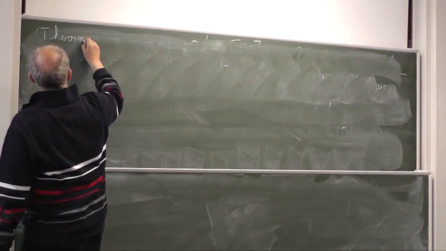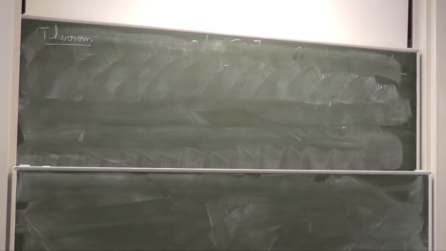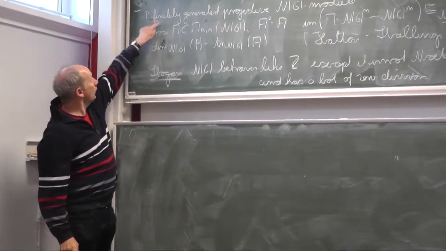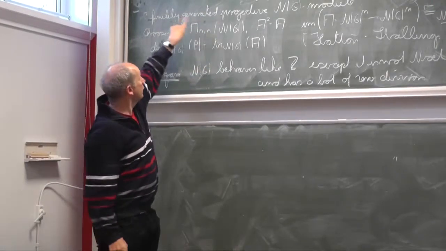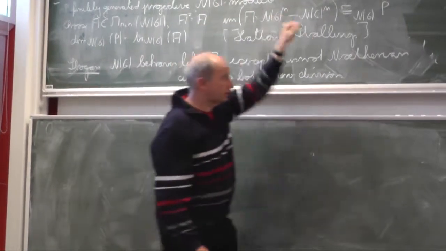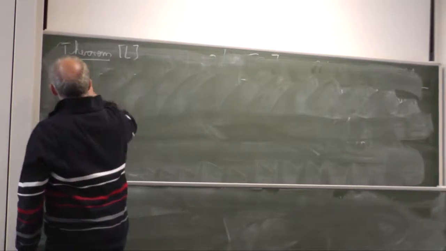Okay, so what I want to do next is extend this dimension here to all modules. This is a key observation in many, many things. So observe here that I have defined this dimension for finitely generated projective modules, but it turns out that I can define this for all modules. And this is the next really important theorem. But first of all, what is the slogan here?